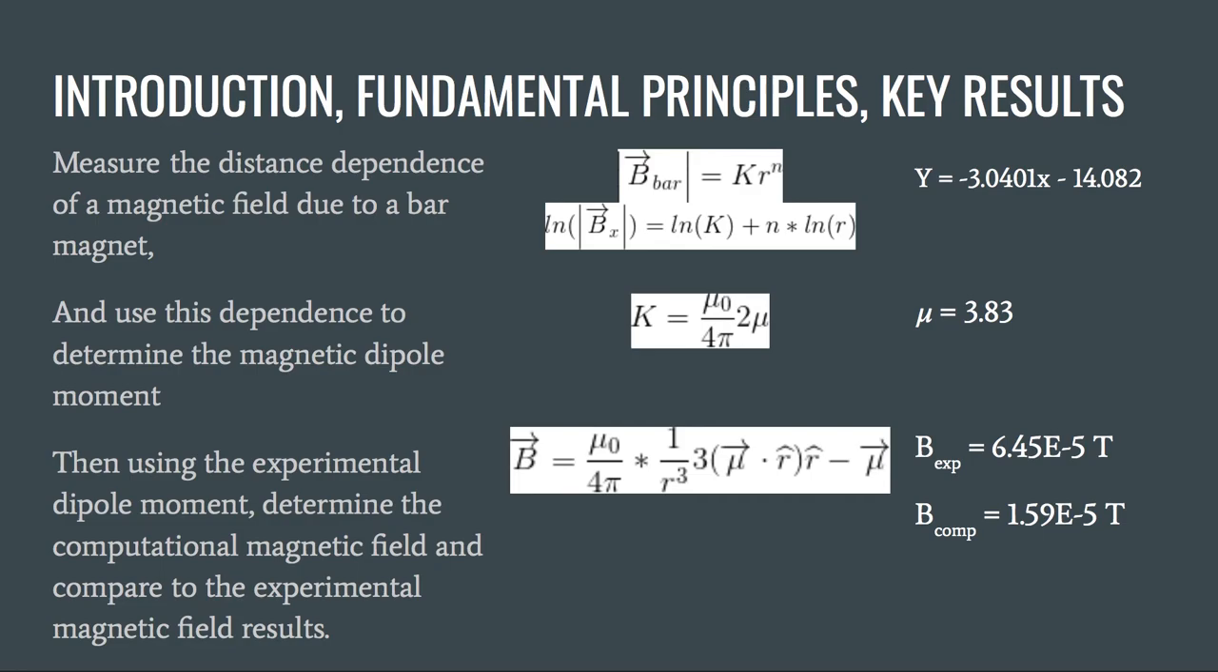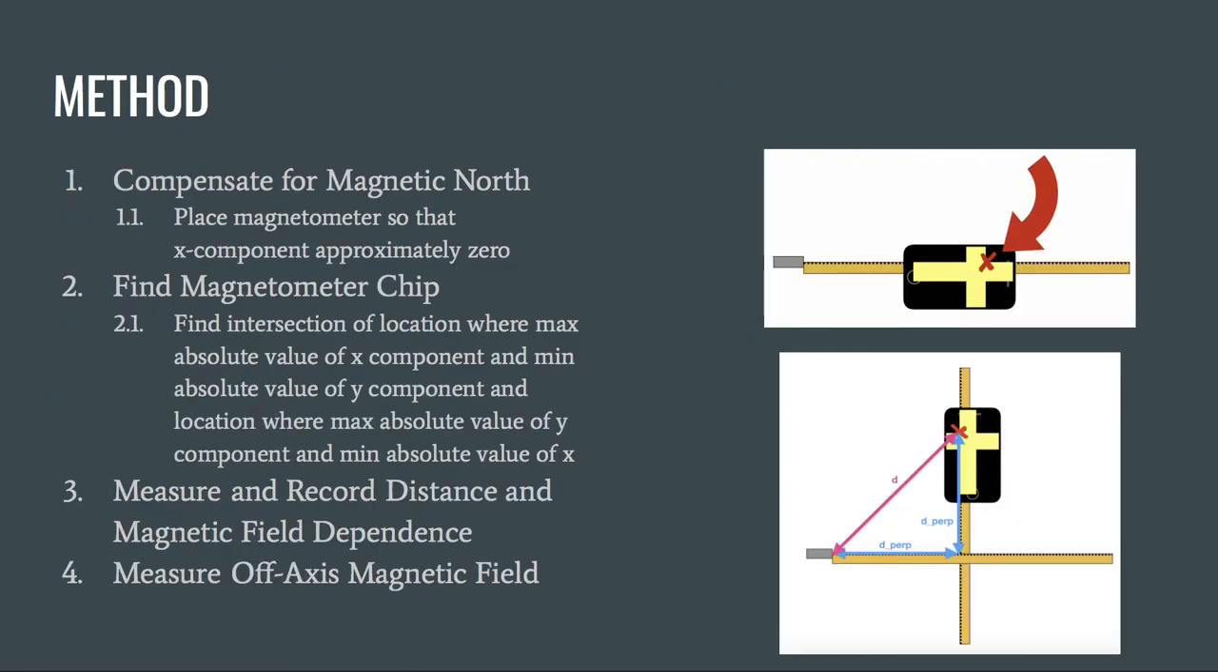In this lab, the bar magnet is a model of a dipole. For the methods, first we had to compensate for the magnetic north, so we placed our phone so that the x component of the magnetic field was approximately 0. Then we had to find where the chip was located in the phone. This was done by finding the intersection of locations where there was a maximum absolute value of the x component and minimum absolute value of the y component of the magnetic field, and the other location where the maximum absolute value of the y component and minimum absolute value of the x component of the magnetic field.